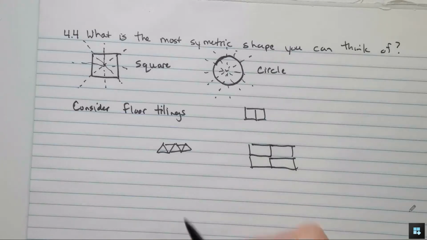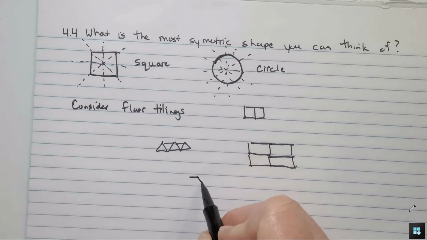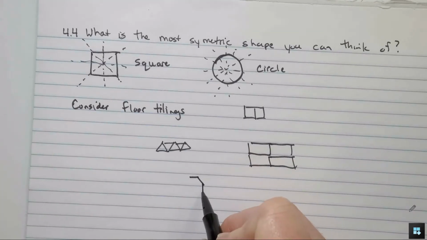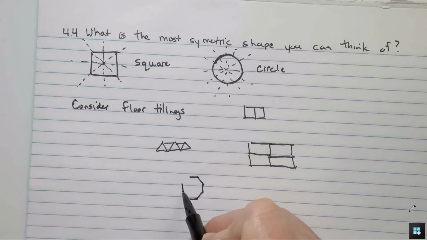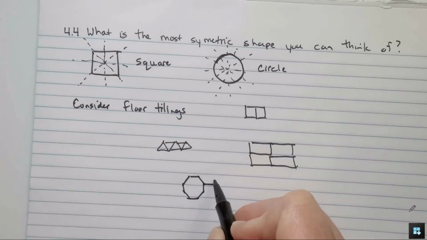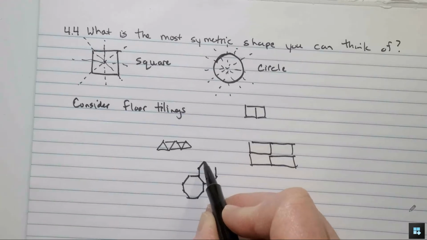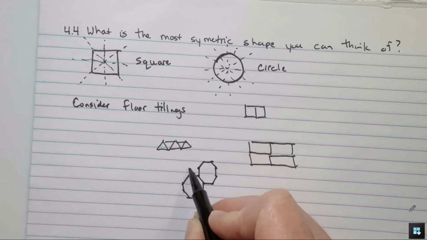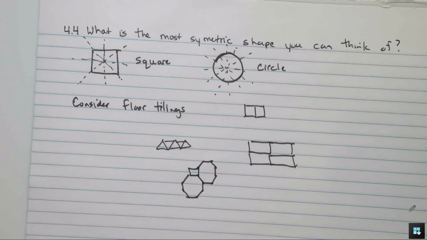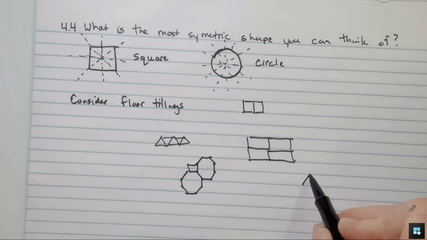Octagons. Oops. I started to draw a hexagon. Oh, you know what? I think if you use an octagon, you have to incorporate squares. But I have seen hexagons. So I think hexagons you don't have to incorporate a square with.